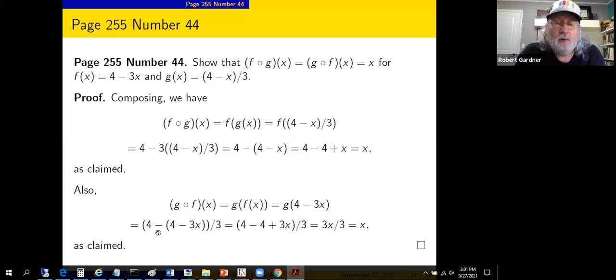That's 4 minus 4 distributing the negative, plus 3x, divided by 3. 4 minus 4 is 0. That leaves us with 3x over 3. 3's cancel, leaves us with x as claimed. We were supposed to get x out in both cases. Whatever one function does, the other one undoes. So that together, when composed, they're the function that does nothing. You put any number in the domain, and you get that number out.